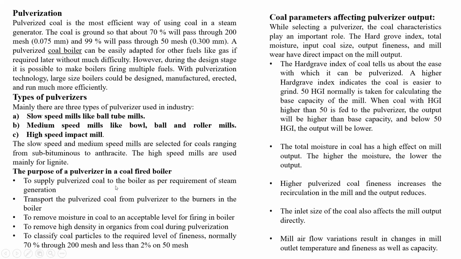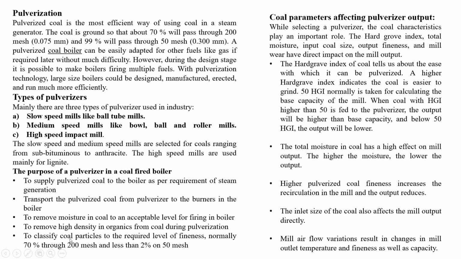What is the purpose of a pulverizer in a coal fired boiler? To supply pulverized coal to the boiler as per the requirement of steam generation, transport the pulverized coal from the pulverizer to the burners in the boiler, remove moisture in the coal to an acceptable level for firing in the boiler, remove high density inorganics from coal during pulverization, and classify coal particles to the required level of fineness, normally 70% through 200 mesh.